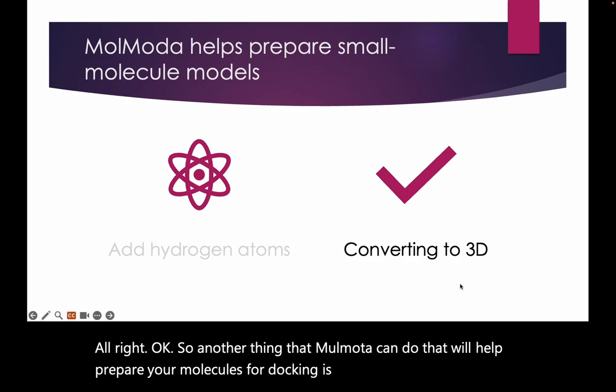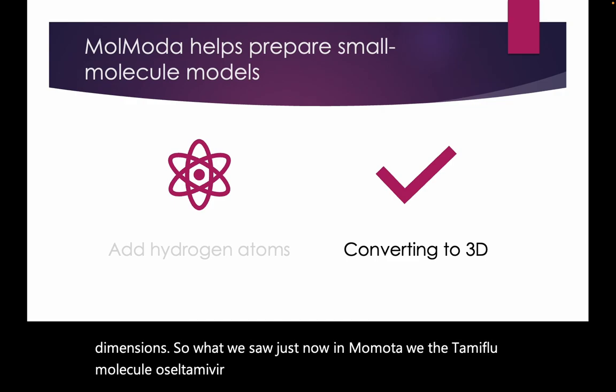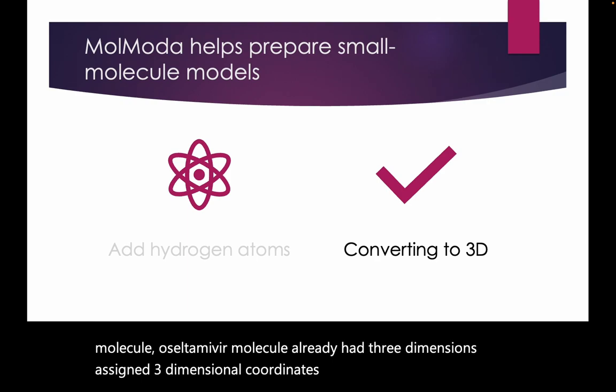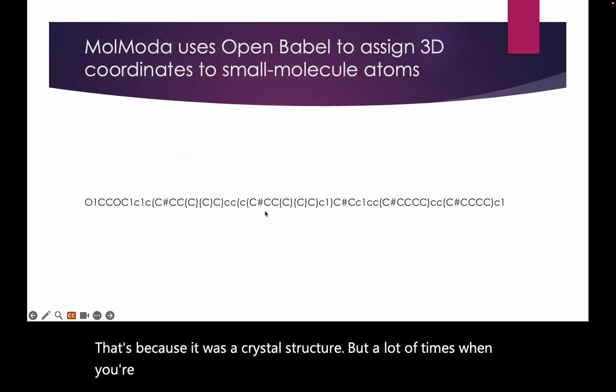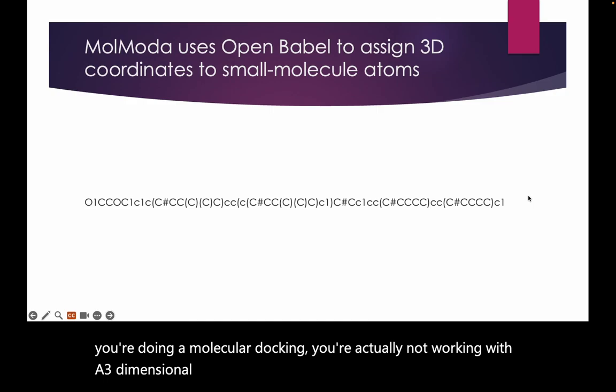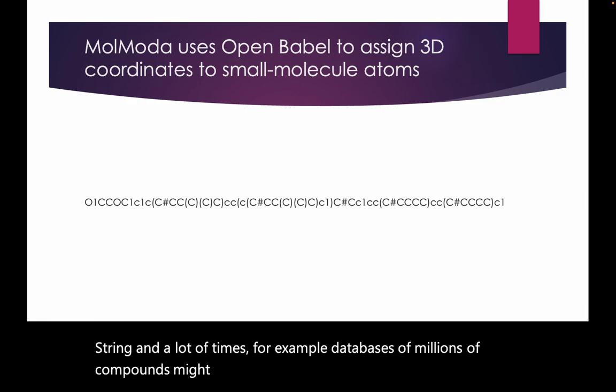Okay, so another thing that MolModa can do that will help prepare your molecules for docking is to convert them to 3 dimensions. So what we saw just now in MolModa, the Tamiflu molecule, the oseltamivir molecule, already had 3-dimensional coordinates assigned to its atoms, right? And that's because it was a crystal structure. But a lot of times when you're doing molecular docking, you're actually not working with a 3-dimensional molecule, but with what's called a SMILES string. And a lot of times, for example, databases of millions of compounds might not want to store the 3-dimensional coordinates of every atom.